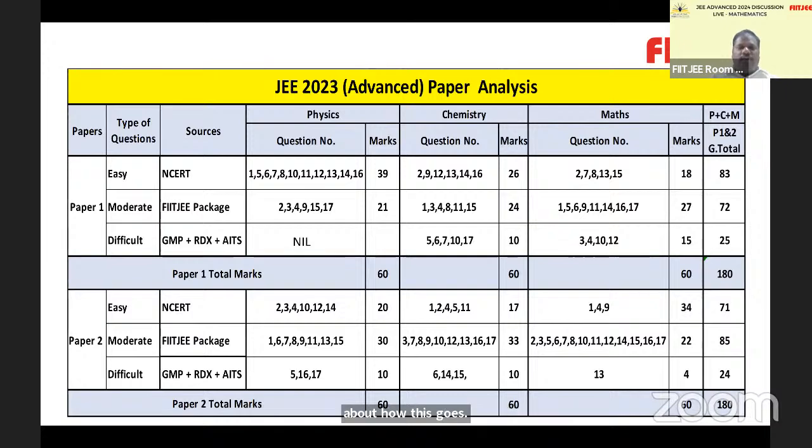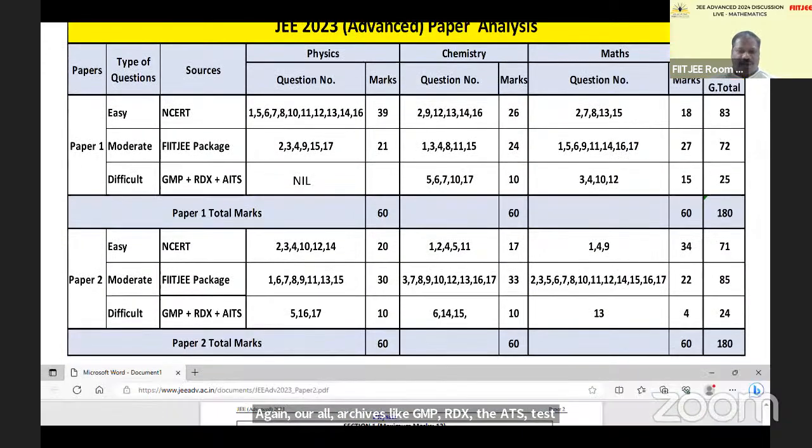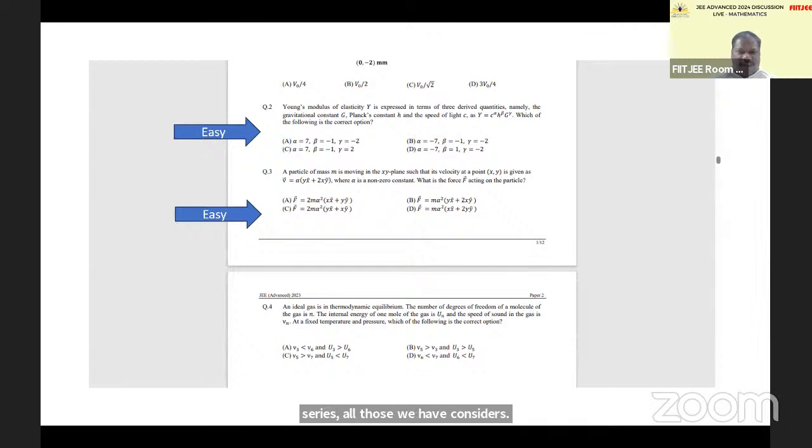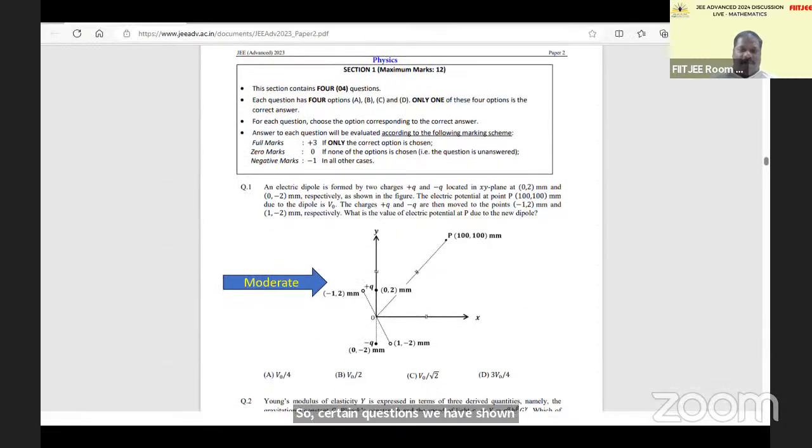And then we go towards the source where the questions are being taken from, the level of NCERT questions, how many questions we can have. FIITJEE package, yes. If some of you are FIITJEE students, we have taken a FIITJEE package because it's one of the pattern-proof packages we have. Again, all our archives like GMP, RDX, AITS, test series, all those we have considered. So certain questions we have shown here. You can refer to that, which is covered in our package.